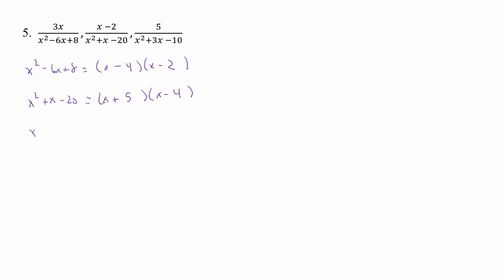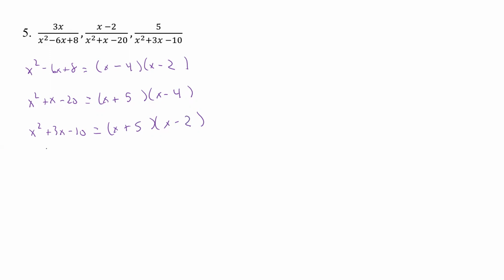Now the last one, x squared plus 3x minus 10. All right, so again, we're going to have 2 binomials. We're going to have x and x. Now this is negative, so one's going to be positive, one's going to be negative. And here, 2 factors of 10 that subtract to 3. Well, that's going to be 5 and 2. And the large one has to be positive, so that's going to be 5. That's going to be 2.